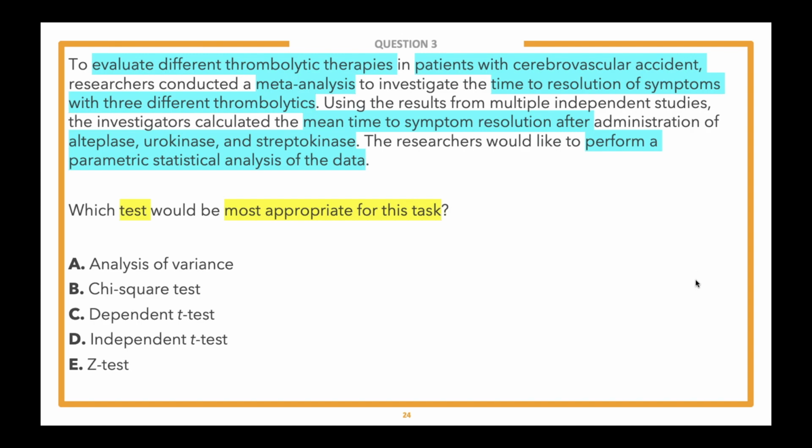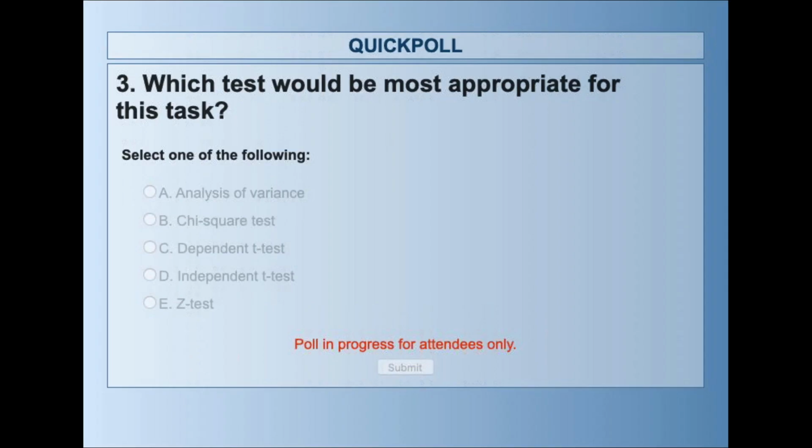We'll go ahead and open up that poll. Go ahead and select the test that you think is most appropriate, and we'll talk about it in just a few seconds.